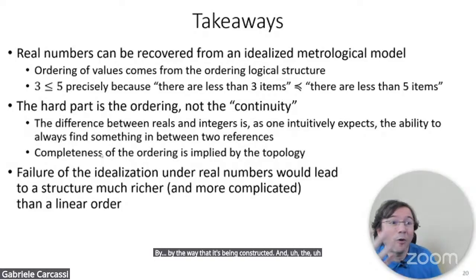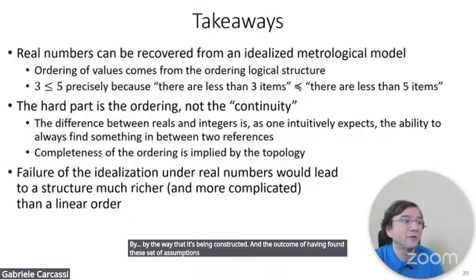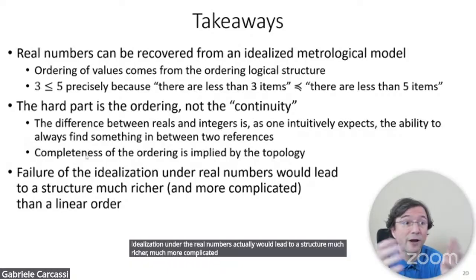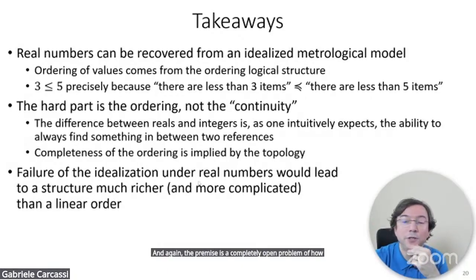And the outcome of having found this set of assumptions for getting the reals is that the failure of idealization under the real numbers would actually lead to a structure much richer, much more complicated than a real order. And again, to me, it is a completely open problem of how that would be described.